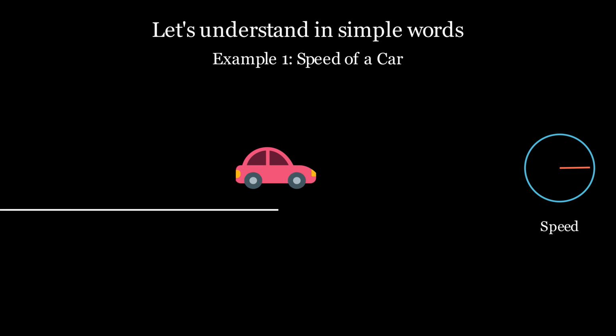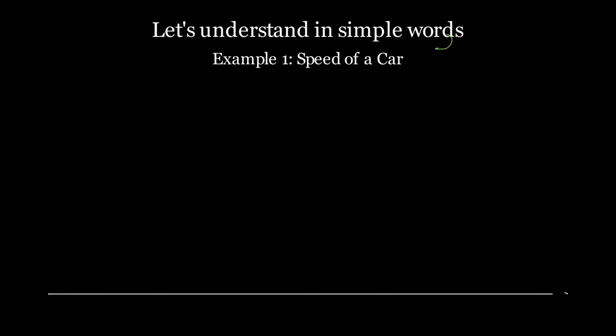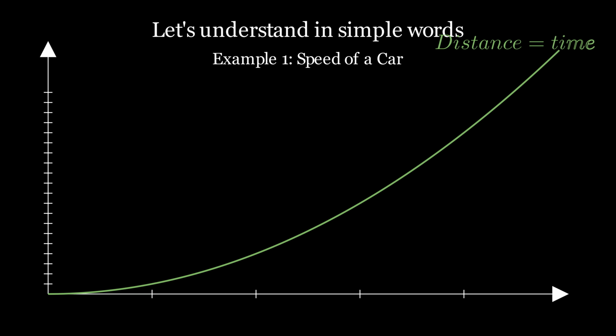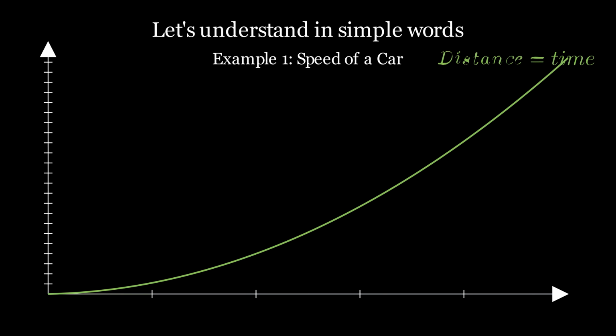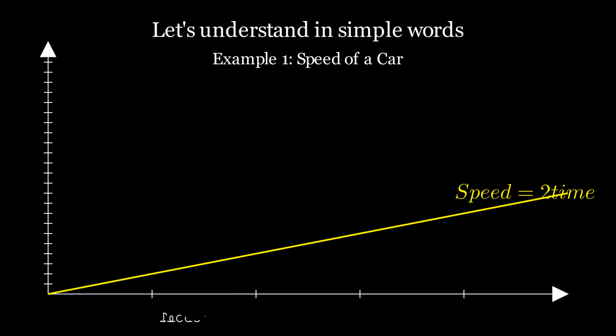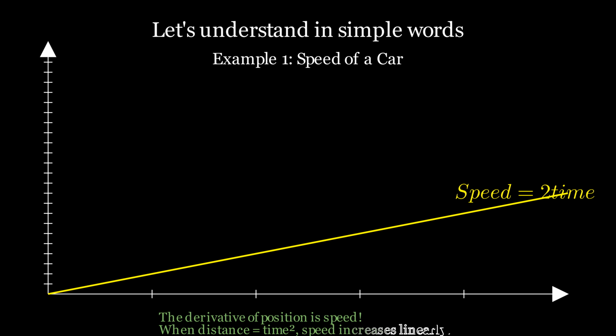Let's see this mathematically. The position function shows distance equals time squared. Its derivative, the speed function, shows speed equals 2 times time. This demonstrates a key concept. The derivative of position is speed. When distance follows time squared, speed increases linearly with time.